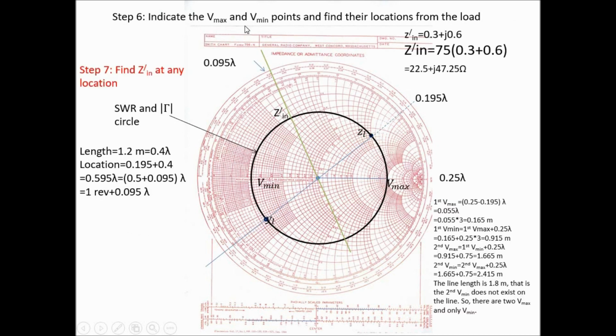Now you have to indicate Vmax and Vmin and their locations from the load. So Vmax will be this point. The maximum voltage will be located here and the minimum voltage will be located here. Now you have to find the distance from the load to this point. From the load to this point has distance, 0.25 lambda, and this is 0.195. In the wavelength scale, you can find the value is 0.195 and this is 0.25. So distance will be 0.25 minus this.